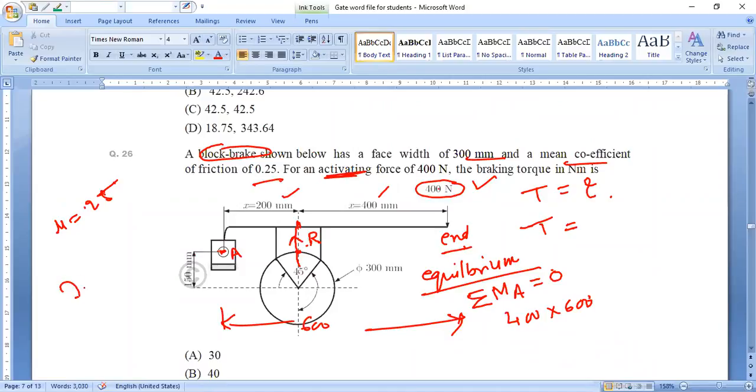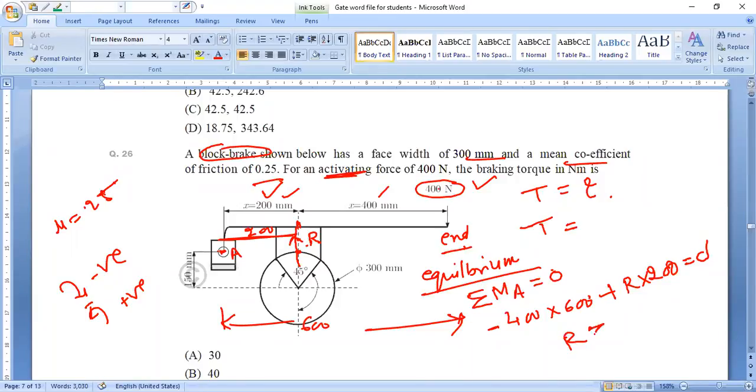Let clockwise be negative and anti-clockwise be positive. This is my assumption. So I am taking it as a minus sign, plus the direction of R is upward. So the distance of R is 200 only. This distance 200 is given in the question, and it is an anti-clockwise moment, so it is positive. So R multiplied by 200. There is no other force, only two forces are acting, so this must be 0. From this equation we can find R.